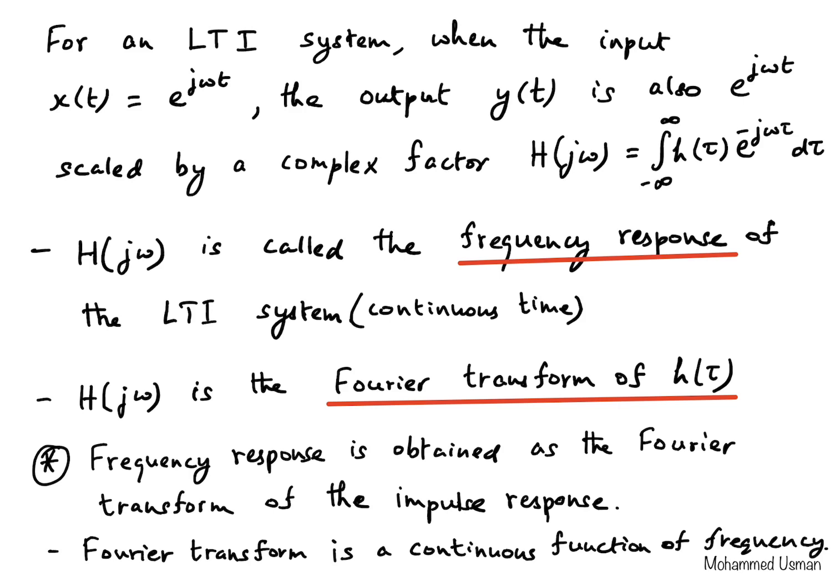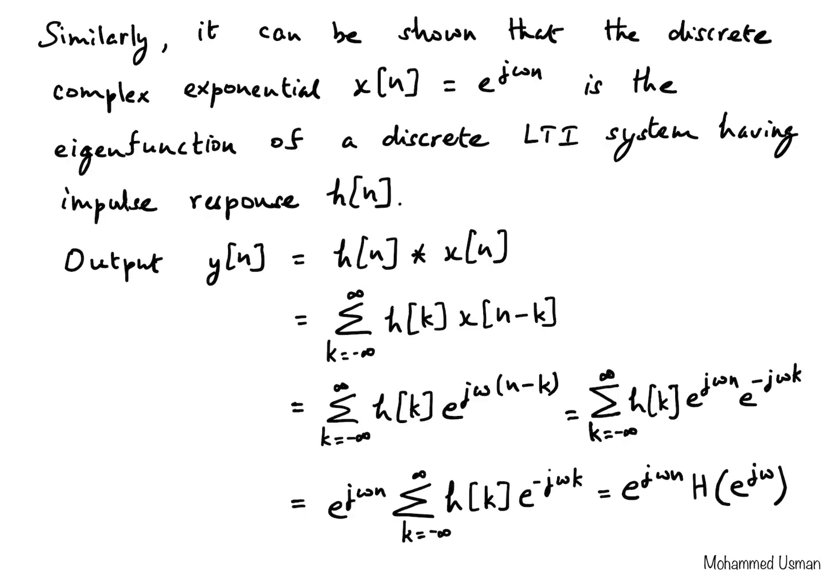Now, having shown that the complex exponential in continuous time is indeed the eigenfunction for the LTI system, that means when the complex exponential is applied as input to an LTI system, the output is also a complex exponential, that is the same complex exponential scaled by a factor H of j omega. Now we can go on to prove the similar thing for the discrete time case as well.